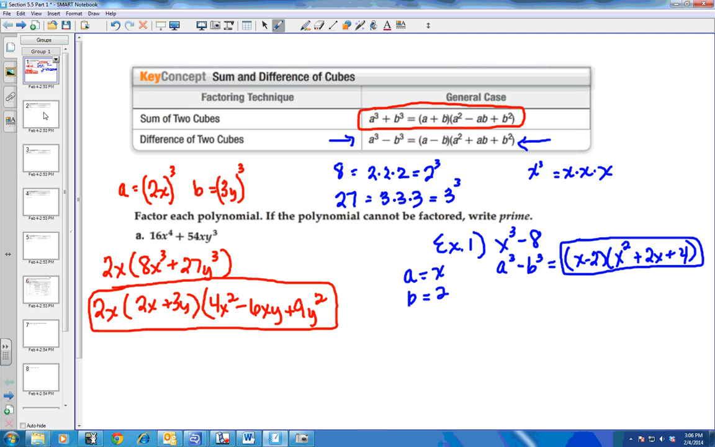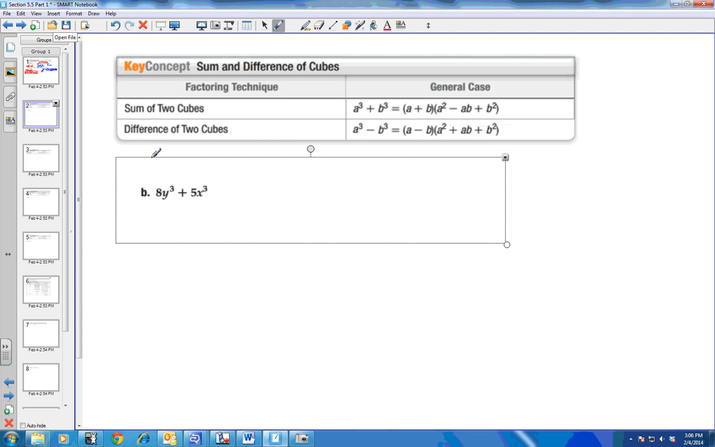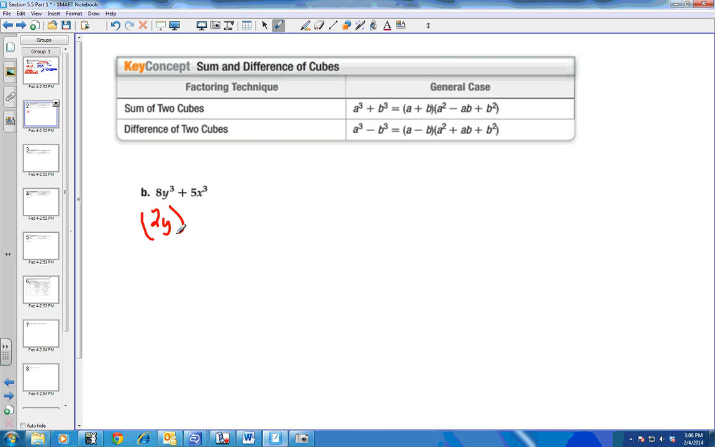So let's look at the second one. I want to factor 8y cubed plus 5x cubed. So first of all, I need to check, is this the sum of two cubes? Well, that's 2y cubed, but 5 is not something being cubed. So this is not the sum of two cubes, so this is prime. I cannot factor this.